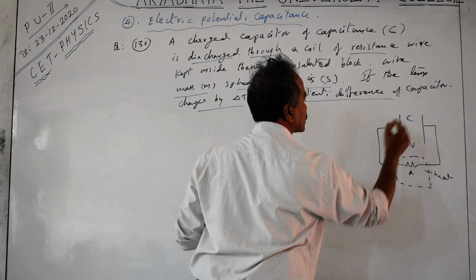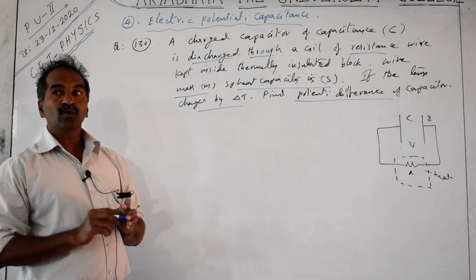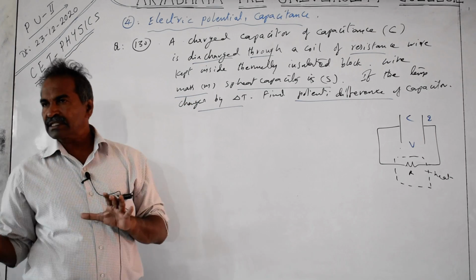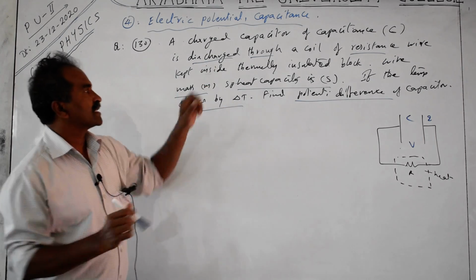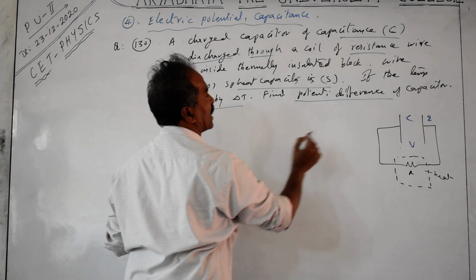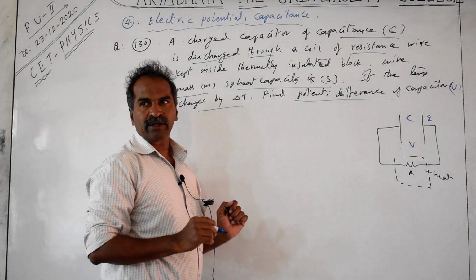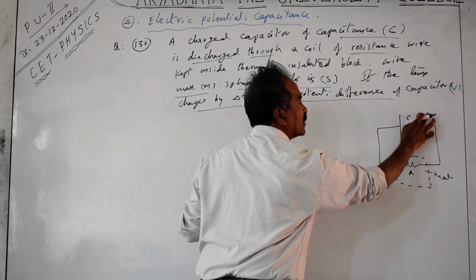The capacitance is C, charge is Q, and Q data is not given. So the options are given such that only these terms are there: C, S, M, and what is asked is the potential difference V equal to how much. Only in terms of these we have to take this relation. So Q is not given, not required.